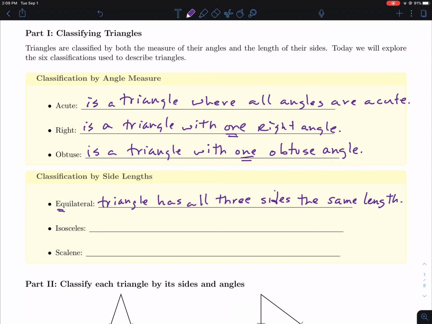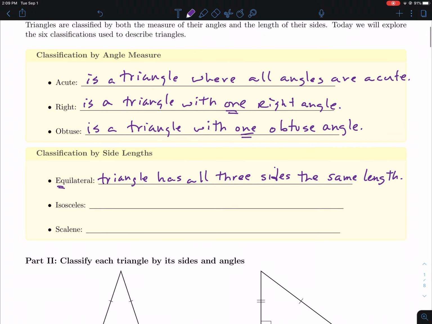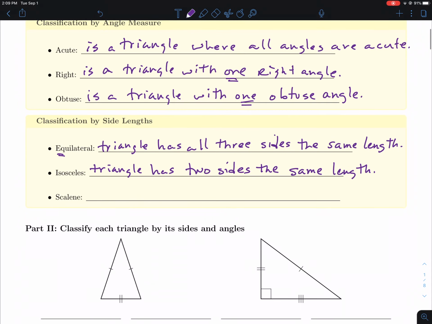So another cool thing that we get for free is if all the side lengths are the same, the angles are actually all the same also. And so it turns out in an equilateral triangle, all the angles would have to be 60 degrees. So if all the sides are the same, all the angles are the same. All right, so an isosceles triangle means that 2 of the sides are the same length. And then finally, scalene just means that none of the sides are the same length.